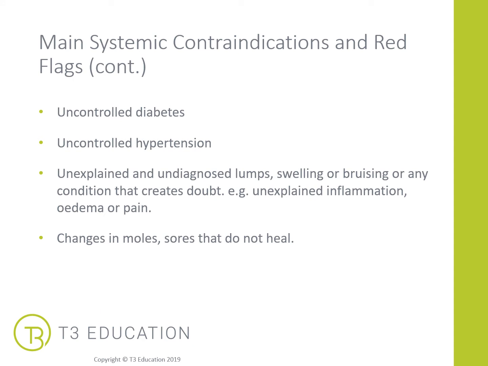The next is uncontrolled diabetes, and it's a question you need to ask on your consultation form. The condition itself isn't a contraindication, but what is a systemic contraindication is if the condition is uncontrolled. So you want to have the chat with your client about the medication that they're taking, and to find out if they've been hypoglycemic or hyperglycemic quite recently.